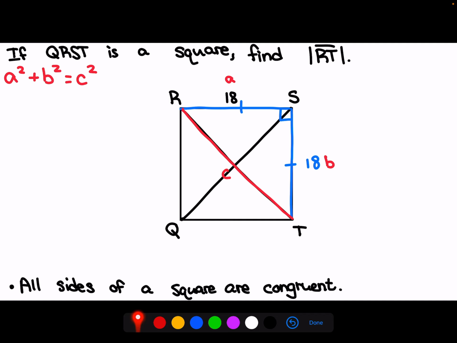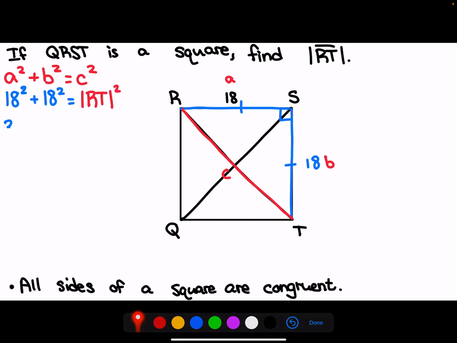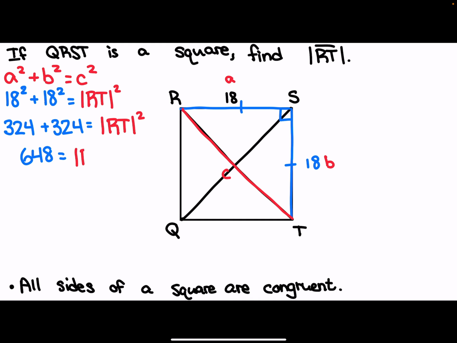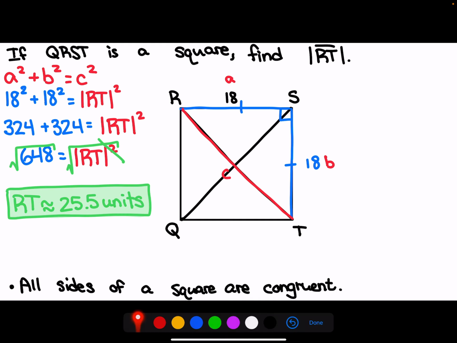So I have 18 squared plus 18 squared equals RT squared. 18 squared is 324, so 324 times 2 is 648 equals RT squared. From here, we take the square root of both sides, and we get RT is about 25.5 units. To be more exact, it would be 18 radical 2 units. Either answer is correct. 18 rad 2 will be a little bit more exact because it won't be a rounded decimal. It'll be very exact. It'll be an irrational number.